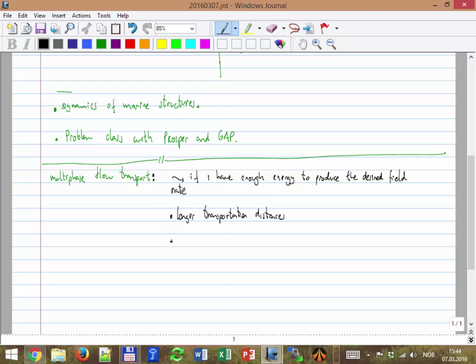Longer transportation distances, also when we talk about subsea, we have low temperatures. And we need an accurate prediction of pressure and temperature drop in transportation pipes. And by transportation pipes, I refer here to when you commingle the production from different wells, and then at the end you put that in a pipeline. So, long transport, basically long transportation pipelines.